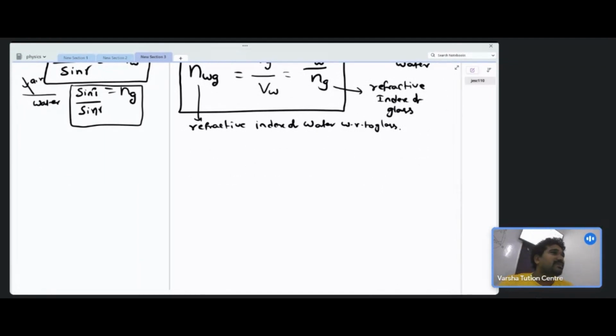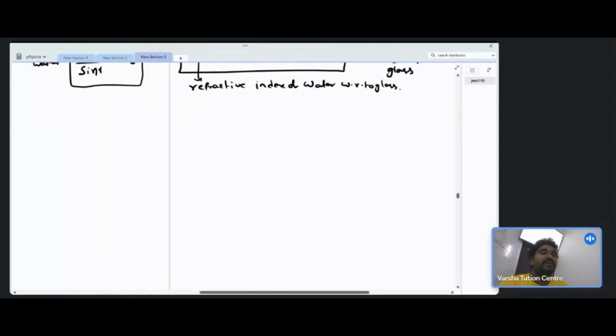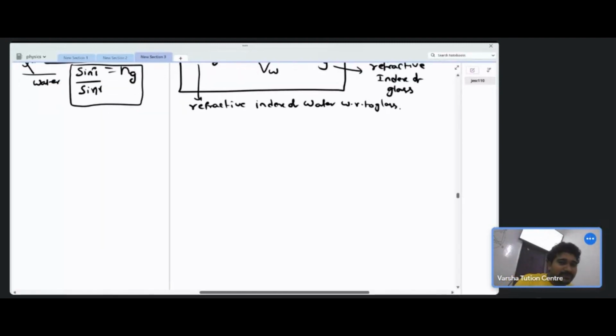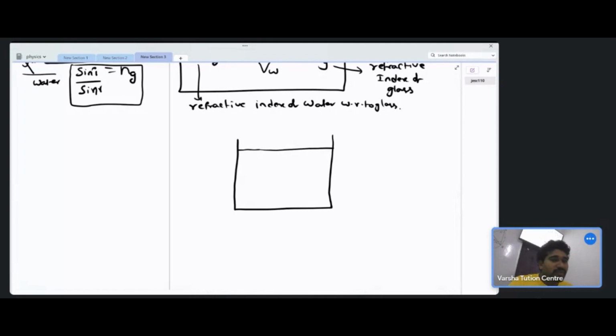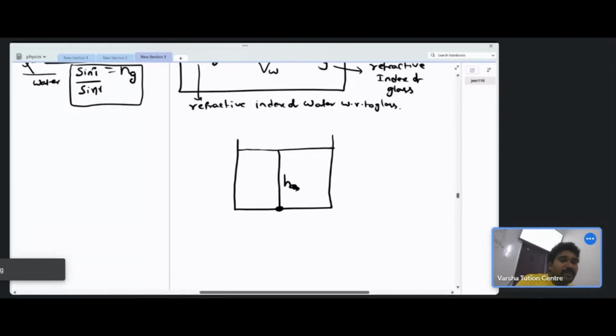One single statement that is. Okay, what is that apparent depth? It means observe that the actual depth of any container or any swimming pool is from here to this. This is the actual depth. But this bottom point will appear somewhere here. This is called apparent depth.